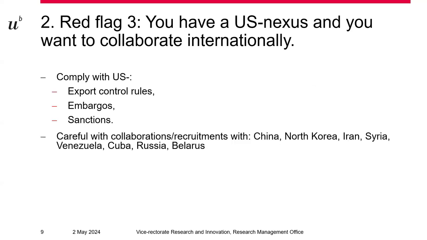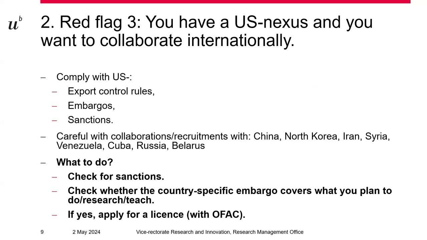Now, these are the countries that I would say you would have to be careful with in international collaborations if you have such a US nexus. So this would be China, North Korea, Iran, Syria, Venezuela, Cuba, Russia, and Belarus at the moment. And again, you would have to check whether your partner is listed on a US sanctions list. You would have to check whether the country-specific embargo covers what you are doing. And if so, you would have to apply for a license with the relevant US authority. And again, I can help you with that.